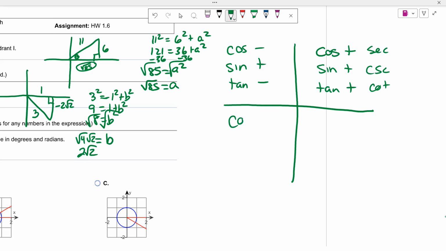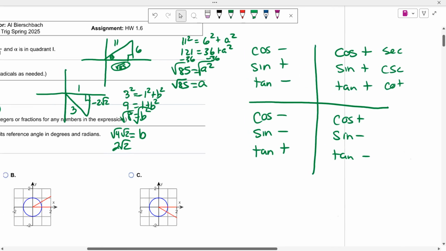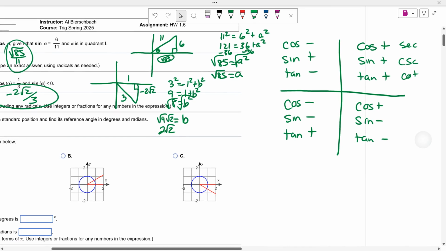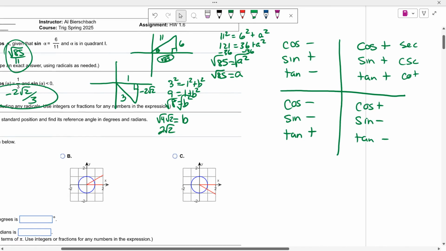Third quadrant, cosine, since we go to the left, is negative. Sine, since we go down, is negative. Tangent, since it's a negative divided by a negative, is a positive. In the fourth quadrant, cosine is positive, sine is negative, tangent is negative. So those are things that you need to know when we're in each quadrant, what the sign is, positive or negative. Make sure you know that.